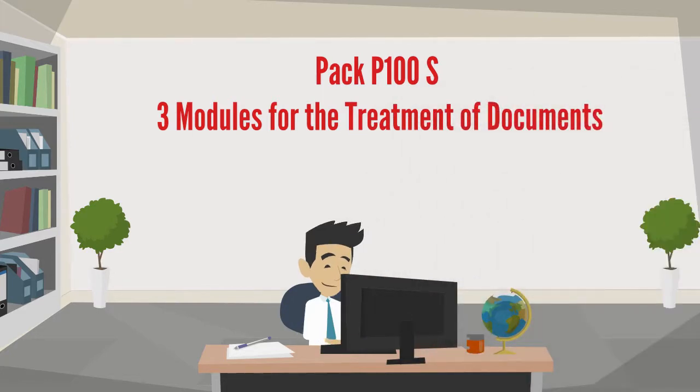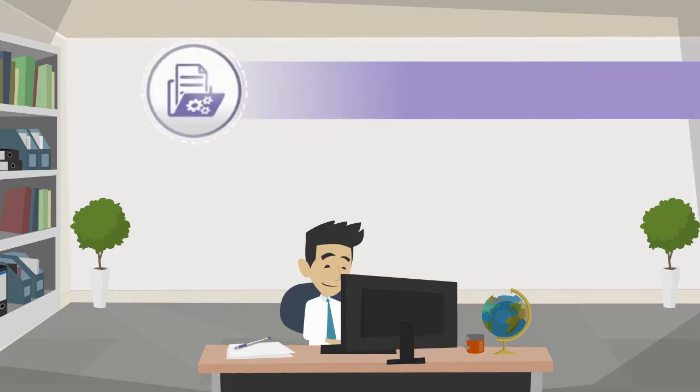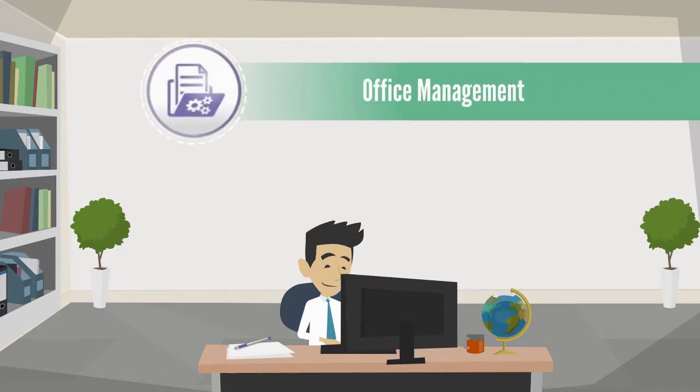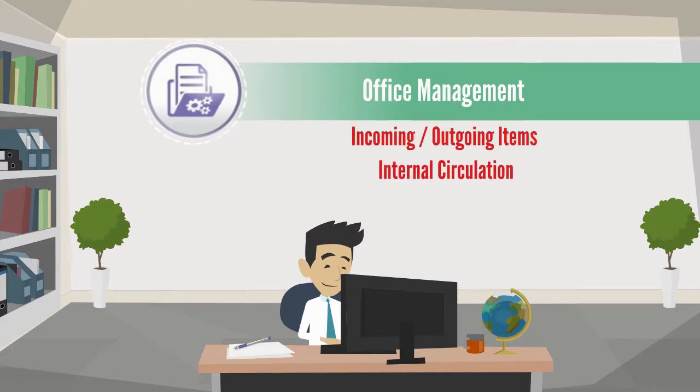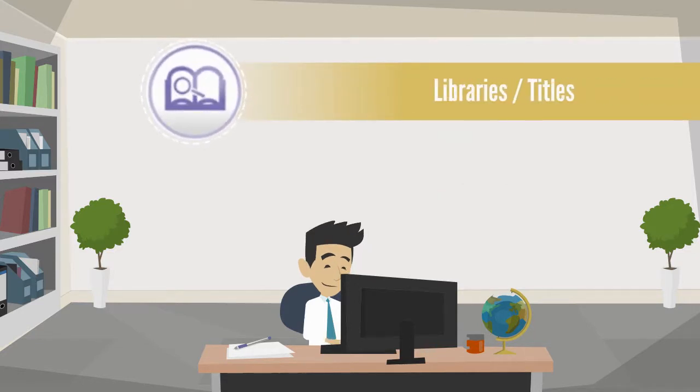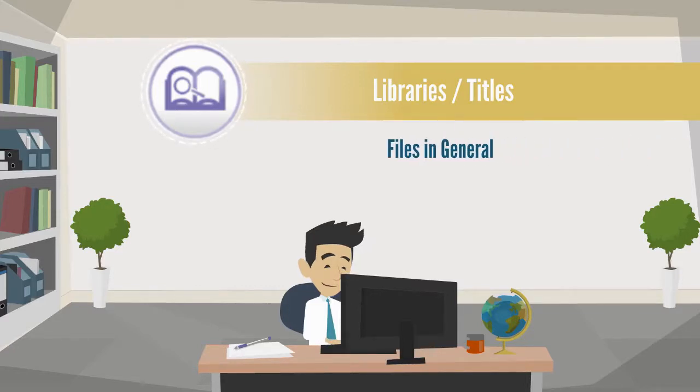The Pack P100 S offers that general support right from the start, with 3 modules related to the document issue. 1 module for document management in general. 1 for the treatment of office items, along with their specific needs in terms of incoming and outgoing items, and their internal circulation, including administrative acts. And another one for the management of libraries, titles, in a broad sense, that is, to manage the multiple types of files possessed by organizations, and not only libraries, or books, and magazines.